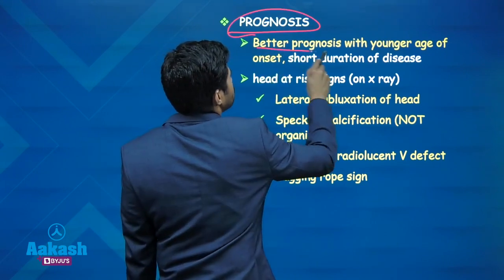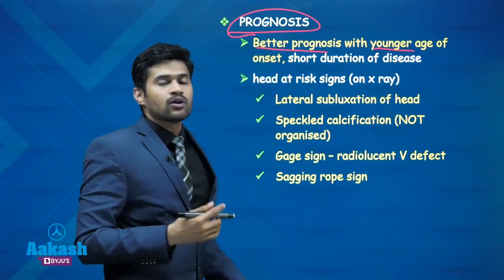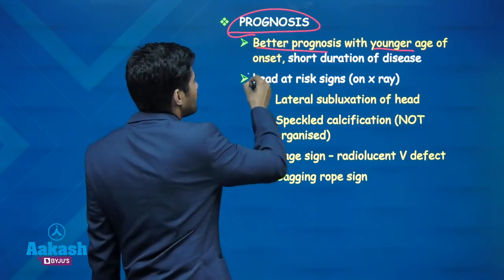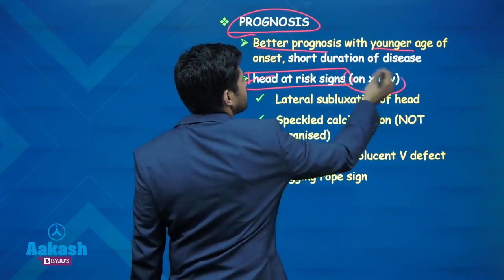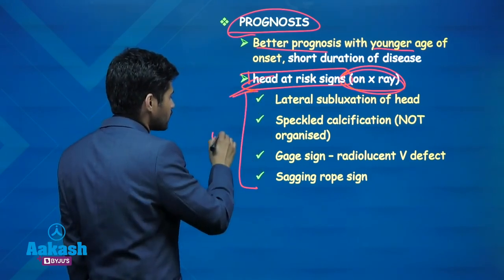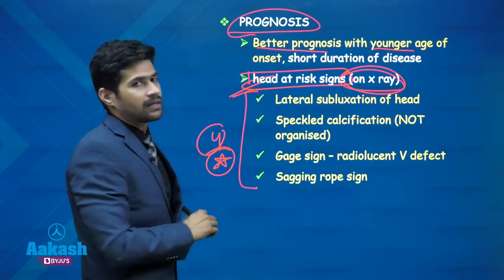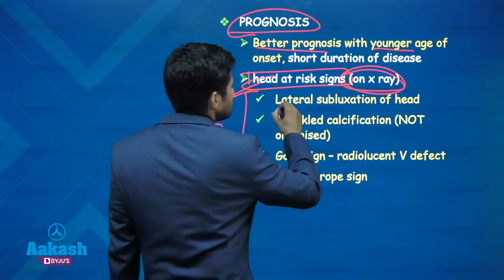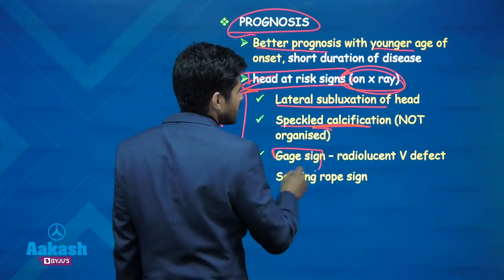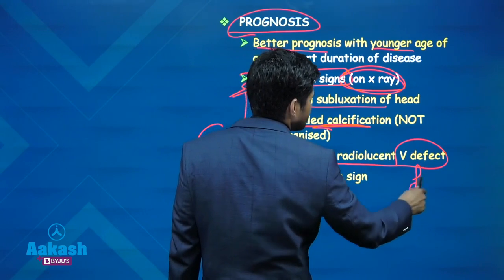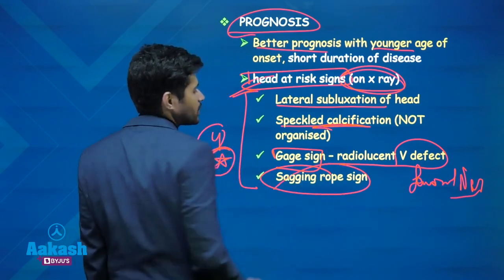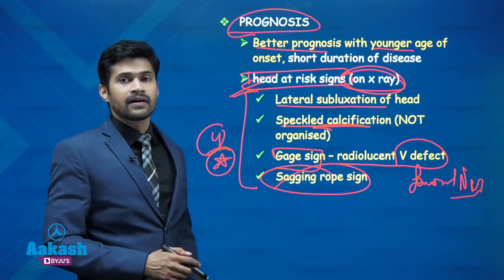Prognosis, remember, better prognosis with younger age. The earlier the onset is, the better the prognosis is, the shorter the duration of disease is, the better the prognosis is. And there is something called head at risk sign, which should ring a bell about the poor prognosis. Just remember all the 4 head at risk signs. They are very important and they are asked in the exam straight away. Lateral subluxation of head, speckled calcification, gage sign, which is basically radiolucent V defect at the femoral neck, and sagging rope sign, right? So these are the 4 head at risk signs.